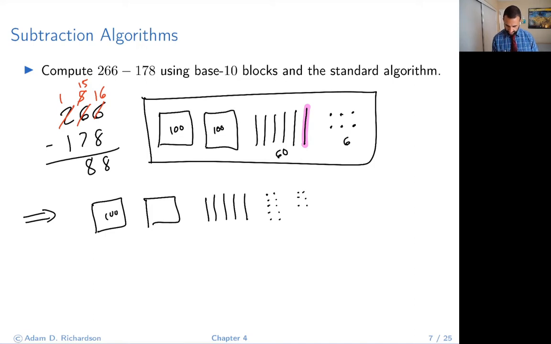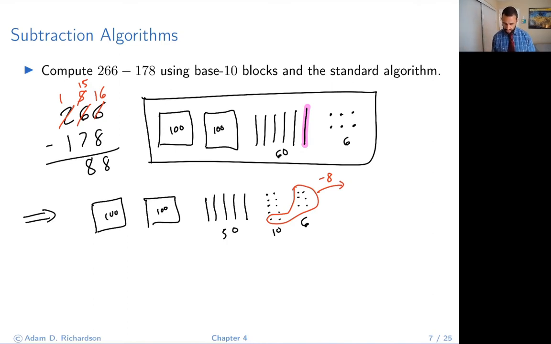Now we've got these 200s right here. Now we've got 50 and 10 and 6. But now we actually have 8 ones to take away. And that's what we're going to do next. We're going to take those 8 ones away. I'll do these ones. Okay, so here's me subtracting 8. Remember, you got to show that act of subtraction.